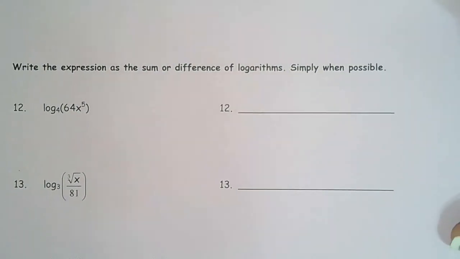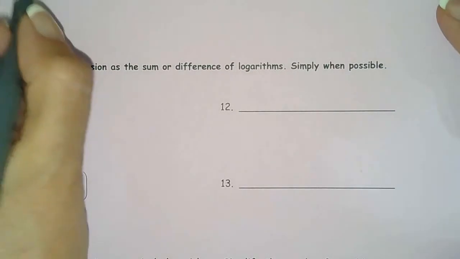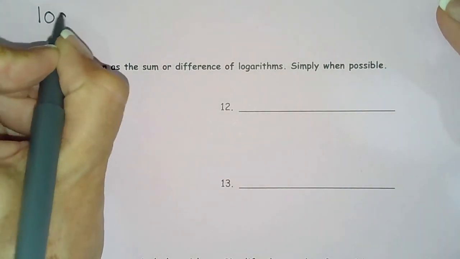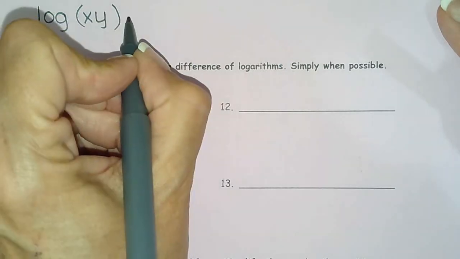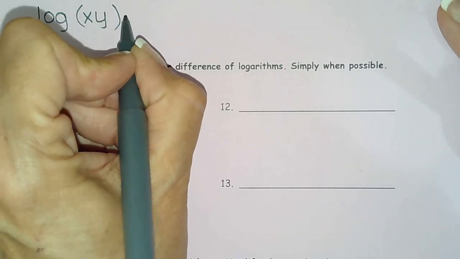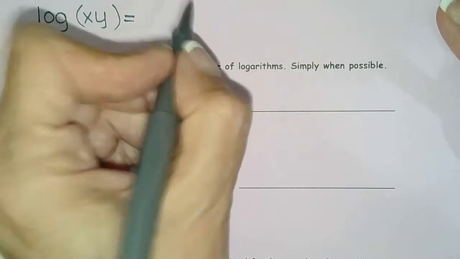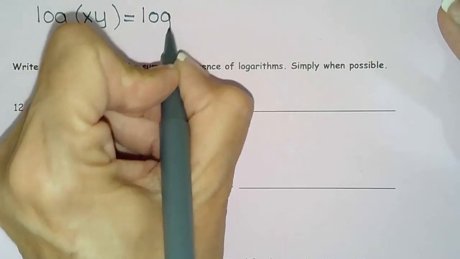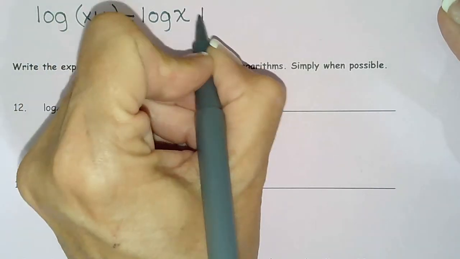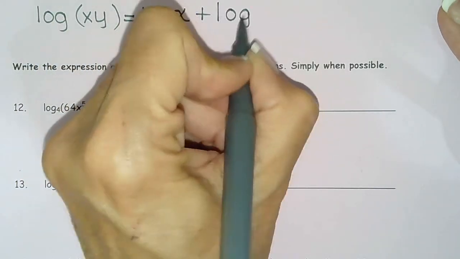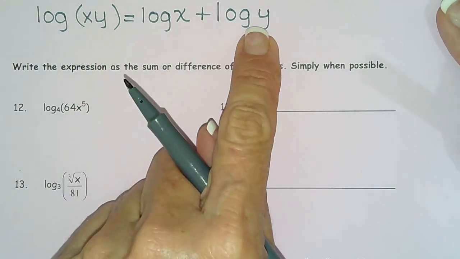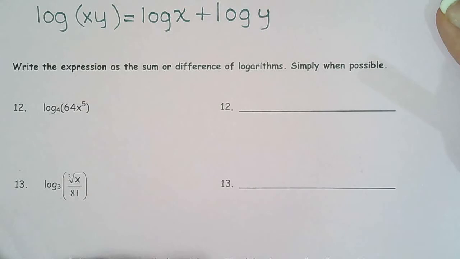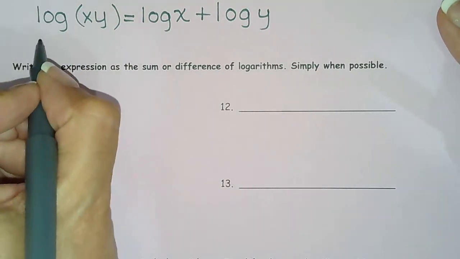So the first property we learned was called the product rule. In exponents, when we multiply exponentials, we keep the base and add their exponents. Well, logs, same thing, same base, but we add the logs. So the log of a product, multiplication, turns into the sum of logs, just like we add exponents in multiplication.